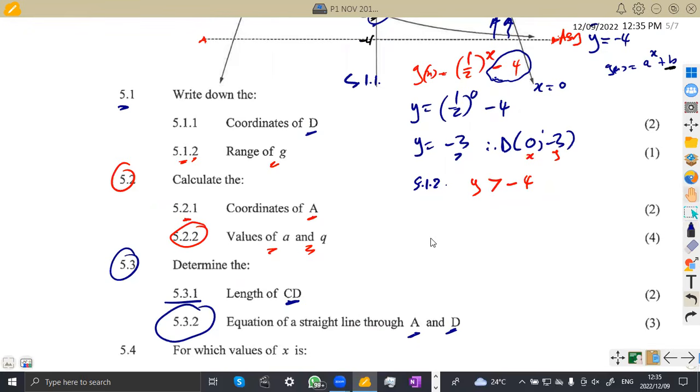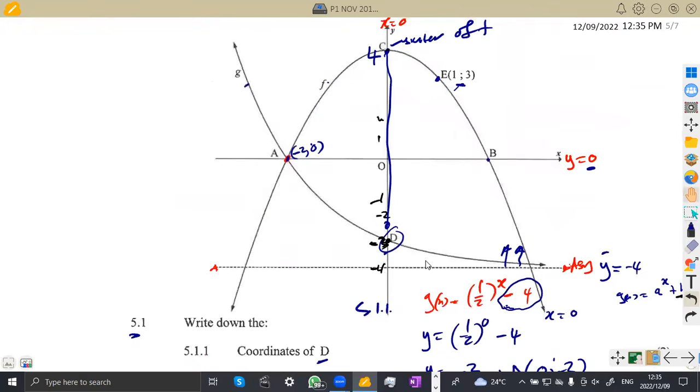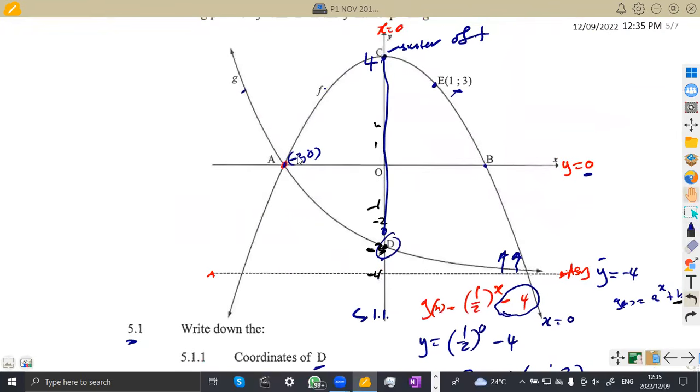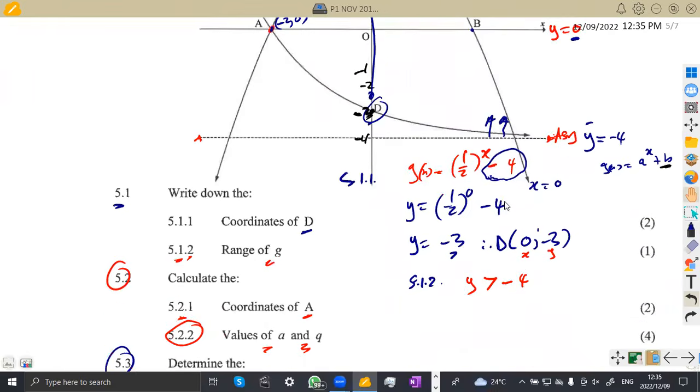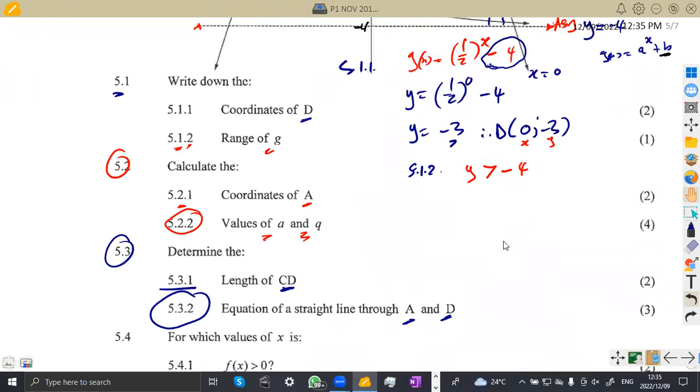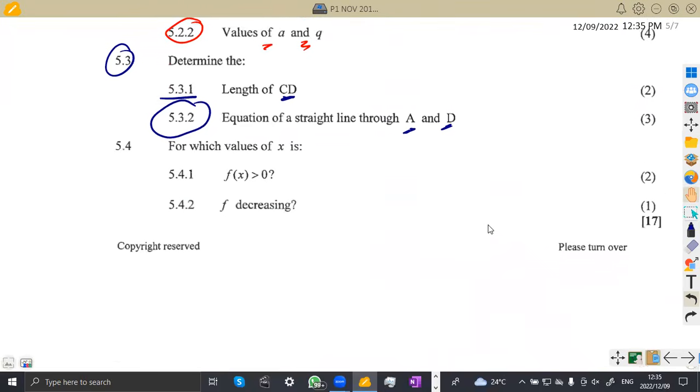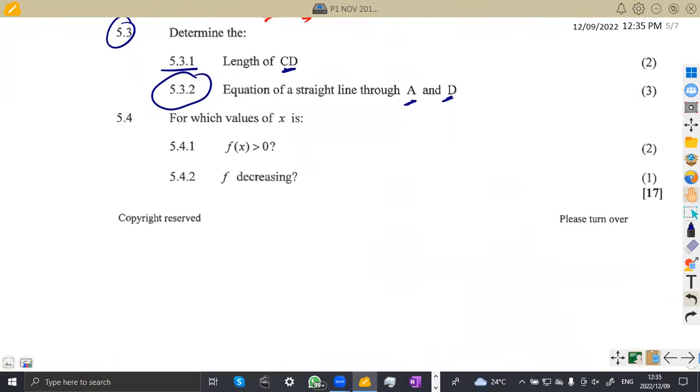So do we have the point A? Do we have the point D? If we have these points, then it's fine. Okay, the point A is negative 2, 0. The point D is 0, negative 3. So it's fine. If we've got these points, then we are fine. We can even do this question here, because we've got these points, there's no need for the graph on this one. All right, so that was 5.32.